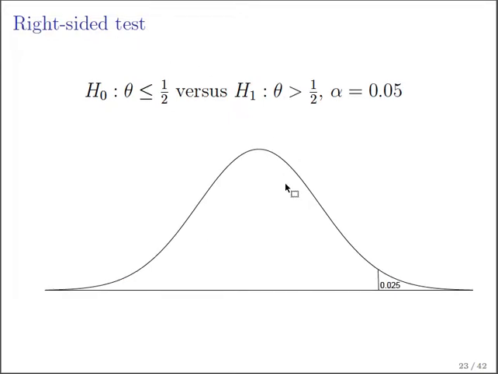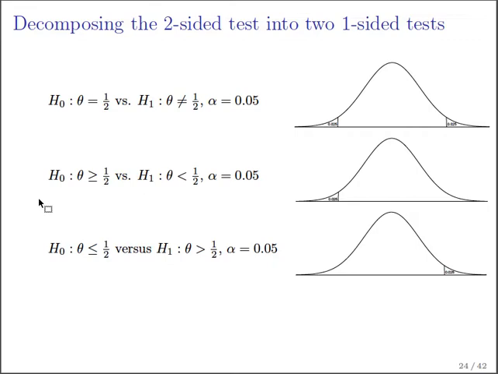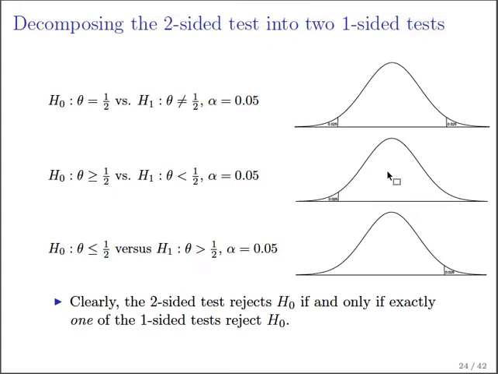Here's the right-sided test. Again, we'll notice that the alpha of this right-sided test is 0.025 and not 0.05. And here the null hypothesis is theta is less than or equal to a half versus the alternative that it's bigger than a half. And so if you look at all of these tests together, you're going to reject the null hypothesis of this first test if and only if you reject the null hypothesis for one of these one-tailed tests. So they're equivalent. Doing the initial test is logically equivalent, if and only if, to doing the components, the left-sided component and the right-sided component, which have significance level 0.025.